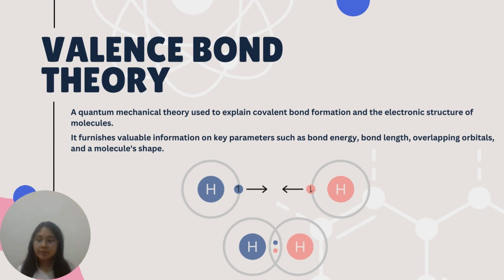A fundamental principle of valence bond theory states that the electrons in a molecule occupy atomic orbitals of the individual atoms, thereby preserving a distinct reflection of the contribution of individual atoms to the bond formation. Moreover, it furnishes valuable information on key parameters such as bond energy, bond length, overlapping orbitals, and a molecule's shape.